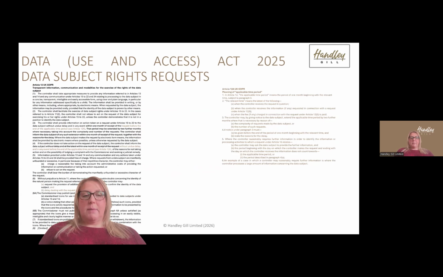Similar provisions then are made at Article 12.4. At Article 12.6 of the UK GDPR, it now makes clear that where you have reasonable doubts concerning the identity of a person making the request, you can request provision of additional information necessary to confirm their identity and delay dealing with the request until that identity is confirmed. That's now made clear there.